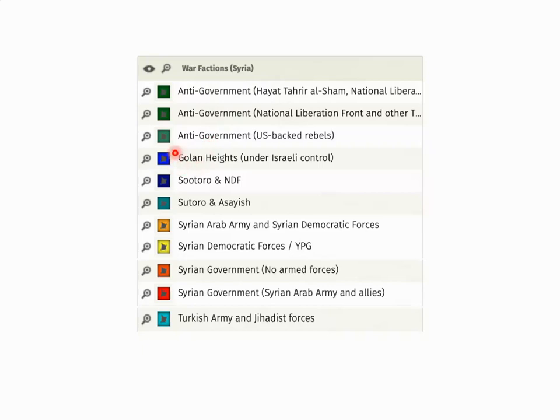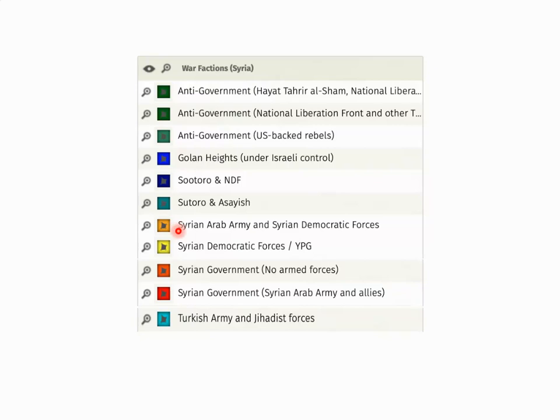The next one, this purple or blue marked little square, Syria's Golan Heights are still occupied by Israel. Then we have the Sotoro, who are a regional Christian militia supporting the Assad regime. The NDF, the National Defense Forces, is also a pro-government militia. The Sutoro, as opposed to the Sotoro, is a Syriac Christian police force. The Asayish are a Kurdish police force and opposing the government.